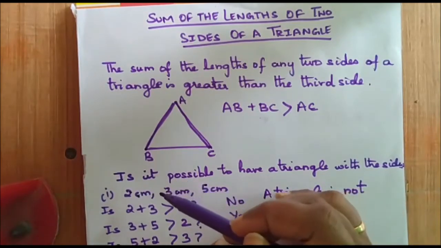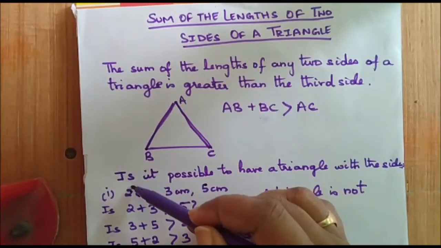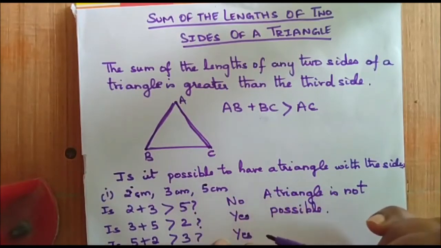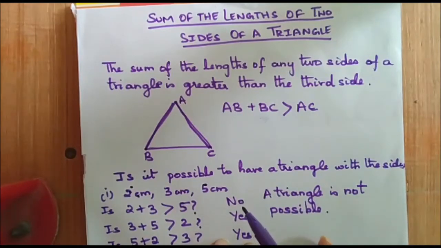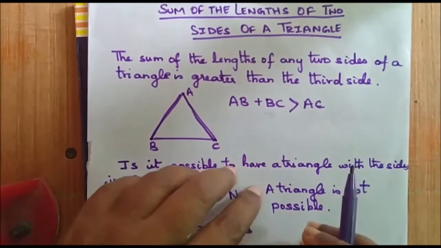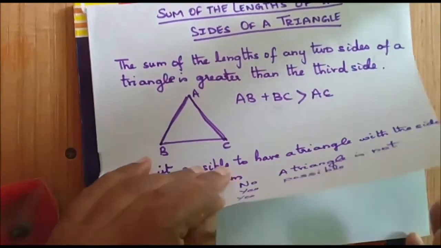Yes. Now I'll take the other one. 5 plus 2 is greater than 3, the third side, isn't it? Now the first condition does not hold good. So a triangle is not possible. I hope you understood how we solve this problem.